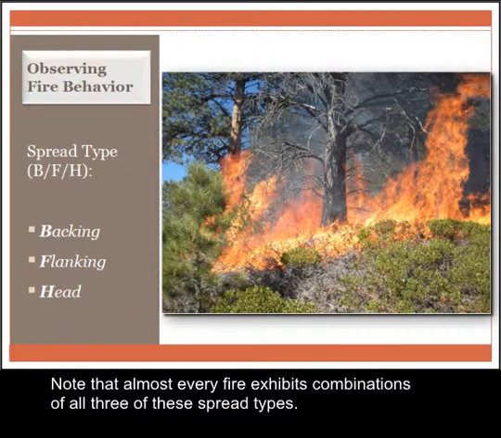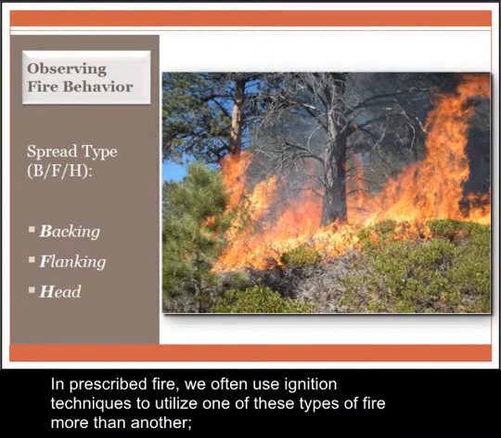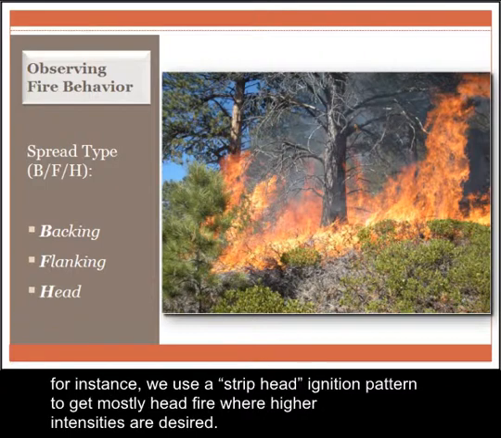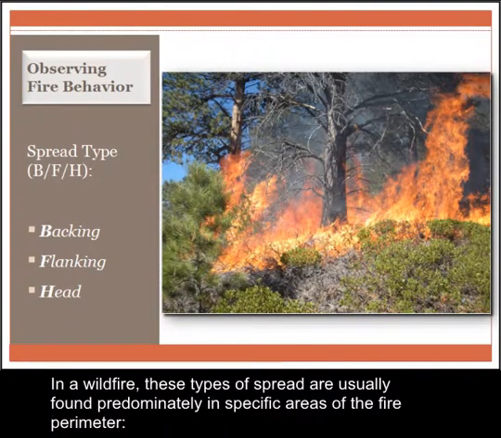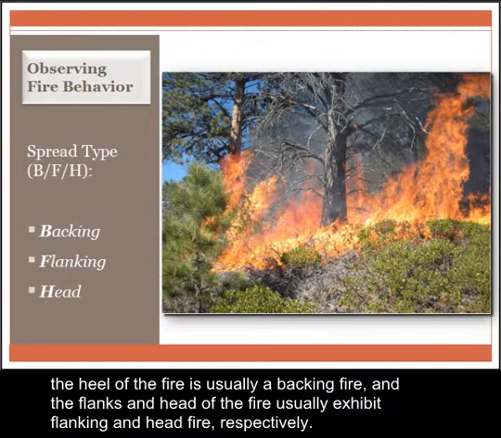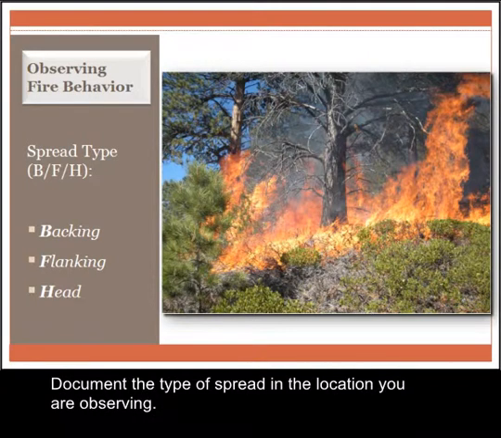Note that almost every fire exhibits combinations of all three of these spread types. In prescribed fire, we often use ignition techniques to utilize one of these types of fire more than another. For instance, we use a strip head ignition pattern to get mostly head fire where higher intensities are desired. In a wildfire, these types of spread are usually found predominantly in specific areas of the fire perimeter. The heel of the fire is usually a backing, and the flanks and the head of the fire usually exhibit flanking and head fire, respectively. Document the type of spread in the location you are observing.